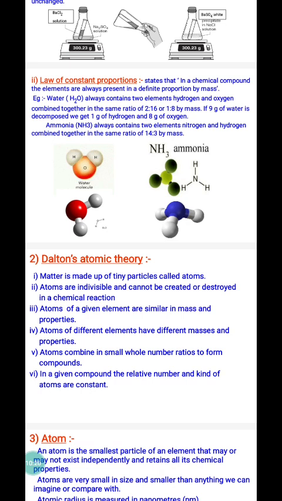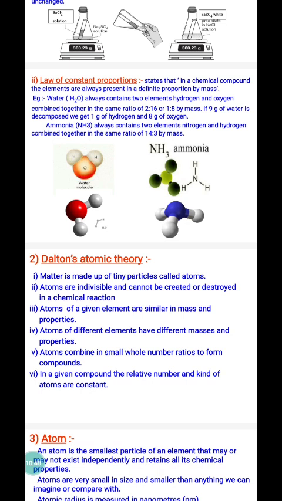The second one: atoms are indivisible and cannot be created or destroyed in a chemical reaction. The third one: atoms of a given element are similar in mass and properties. For example, atoms of hydrogen, or atoms of oxygen, are similar in their properties. No difference exists between the properties.